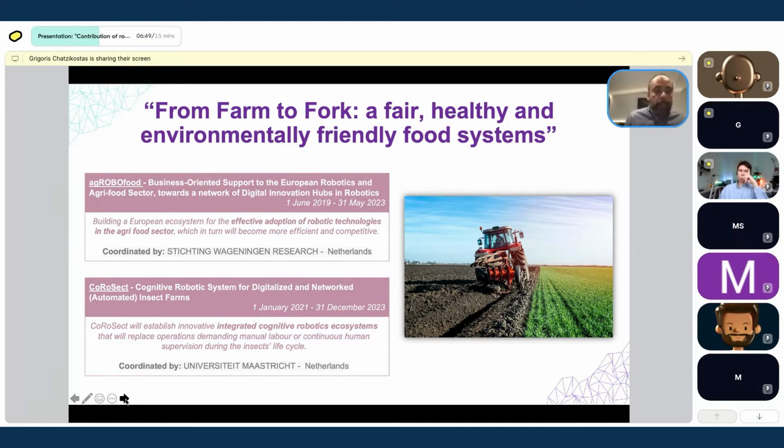At the same time, we have Corosect. Corosect is a very interesting project because it's introducing something that many people see as futuristic. This is about insect farming, using robotic technologies to grow insects and to introduce them into the food value chain, either as feed or, allow me to give you a spoiler alert, as food also. And I have tried food products based on insects, and believe me, they are super nutritional, and there are the technologies today to make them super tasty as well.